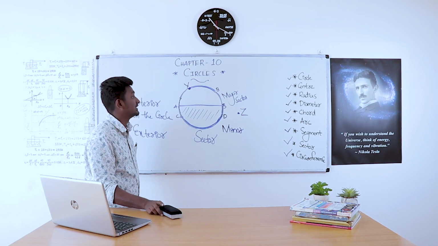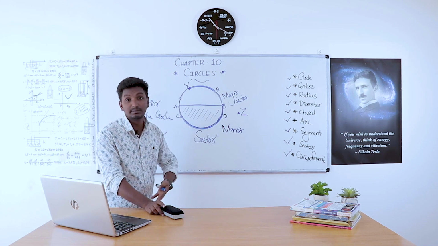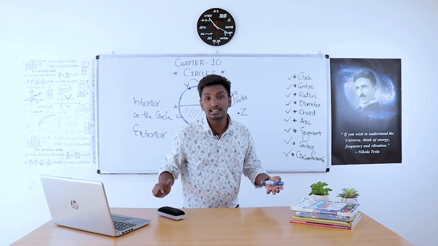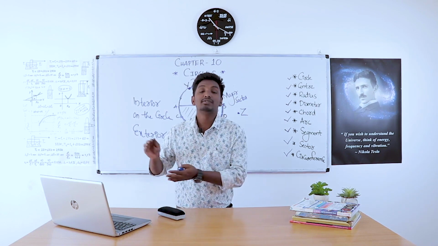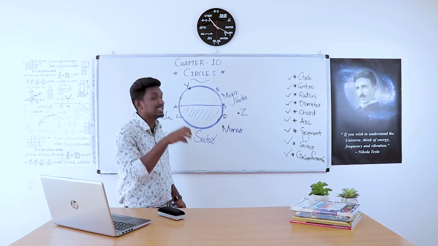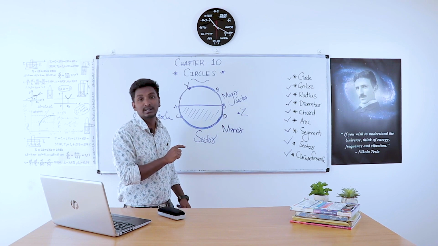Related to circles. Now, what is a circle? Now you can explain all these terms. What is a circle? A circle is a collection of a large number of points which are at a fixed distance from a fixed point. And that fixed point is the center of the circle. That fixed distance is the radius of the circle.